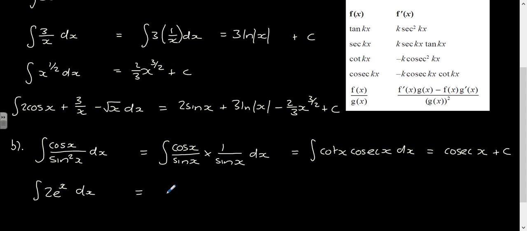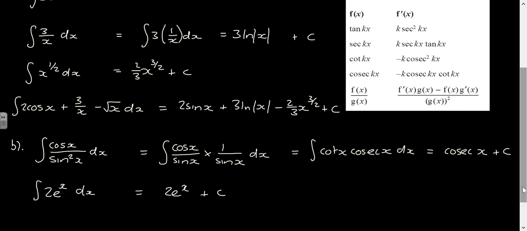Integrate 2e to the x. Well, we know that when you integrate 2e to the x, you're going to get 2e to the x. All right, e to the x differentiates to give you e to the x. 2e to the x differentiates to give you 2e to the x. There's nothing complicated going on there. We don't have any multiple of x in the power. We'll deal with that in the next slide or the one after.